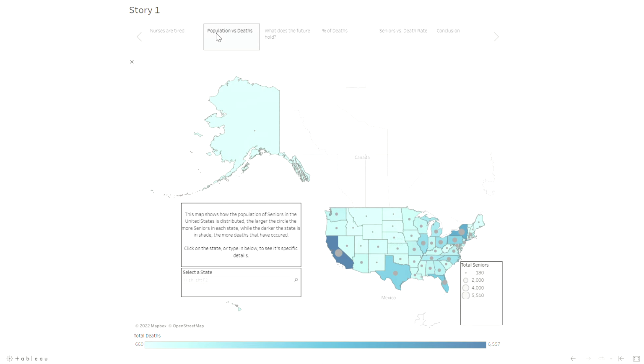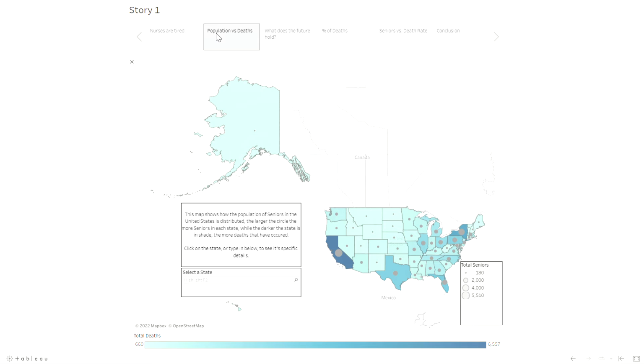This map shows the population of seniors in each state in 2016 as well as the total number of influenza-related deaths. The darker a state appears, the more deaths recorded in that state. From the map, we can see that California, Florida, New York, and Texas have the most influenza-related deaths. In my mind, this makes sense, as they also have the highest population and number of seniors, shown by the size of the circles.